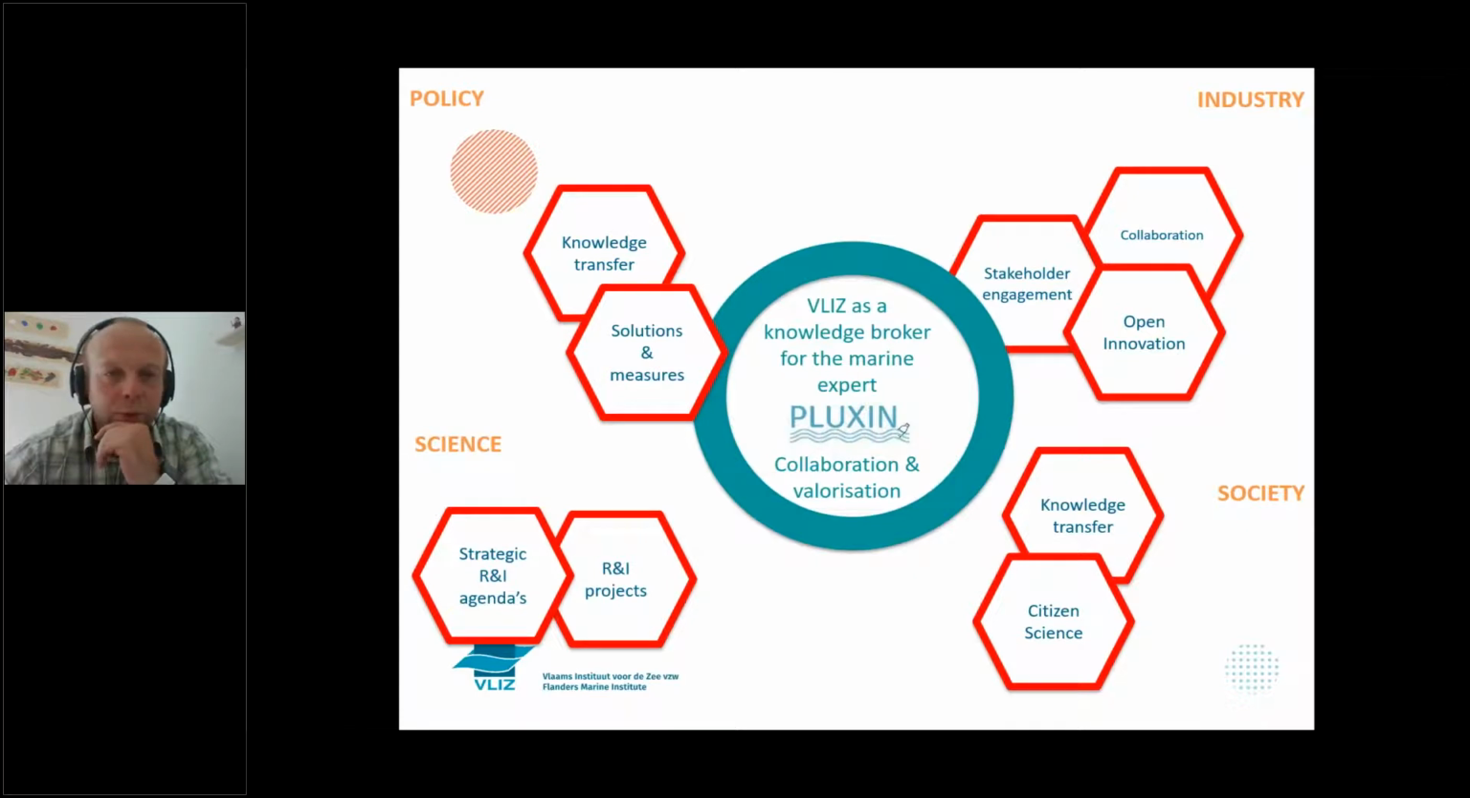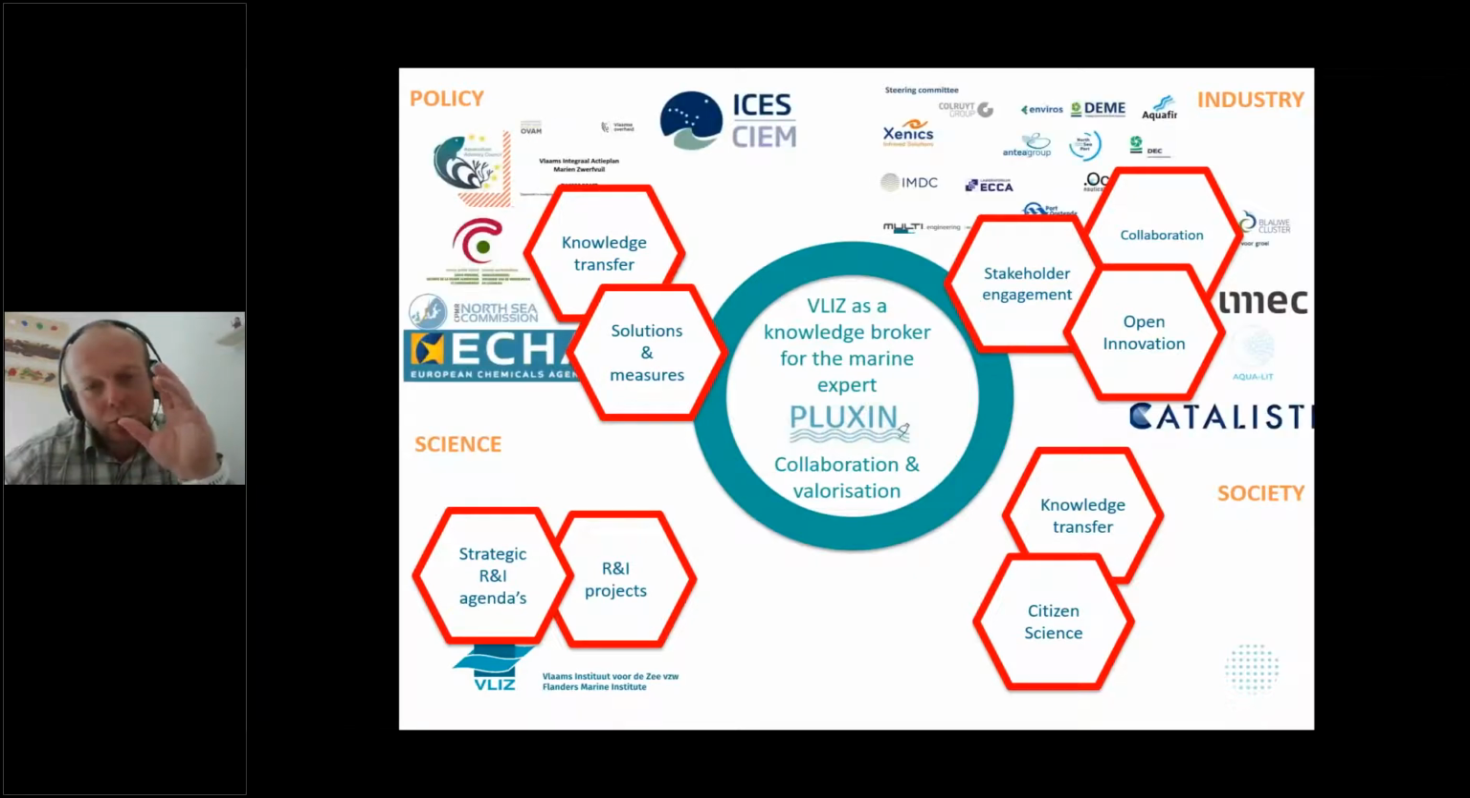So for policy, we try to transfer the knowledge, and we try to also come up with proposals for solutions and measures, and we are there represented in different administrative levels. That goes from the very local level of the city of Ostend towards the level of the province, towards the level of Flanders, and then higher up in Europe.